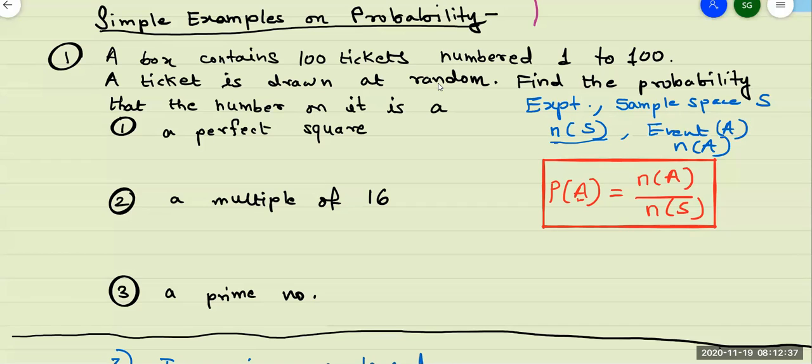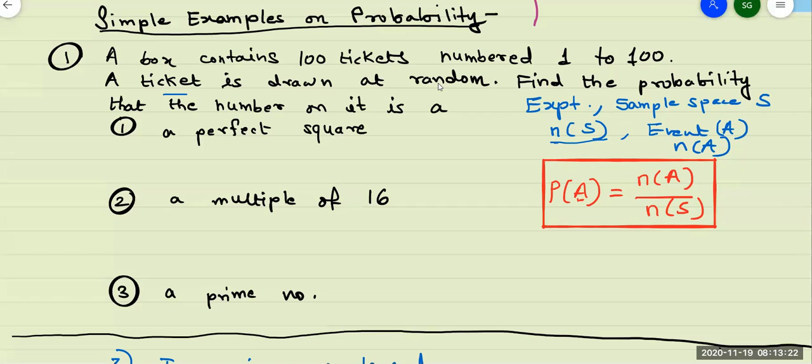Let us apply it to this problem. Here the experiment is selecting a ticket from a box which contains 100 tickets numbered 1 to 100. So the sample space S will contain the numbers 1, 2, 3, 4, 5, 6 up to 100. Obviously we are not going to write the sample space S, but we will write down N(S). Also remember, we have learned combination in the prerequisites of probability. So selection is combination. This is another thinking which happens in your mind.